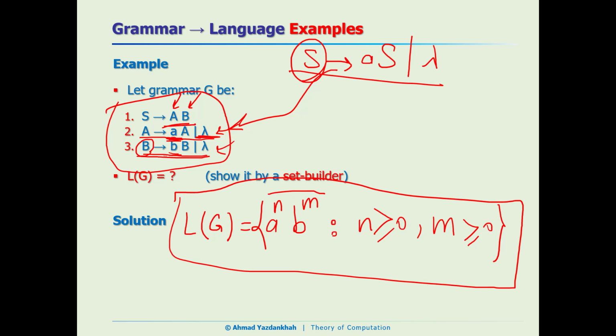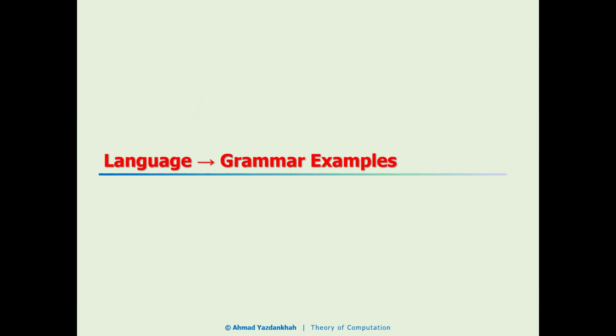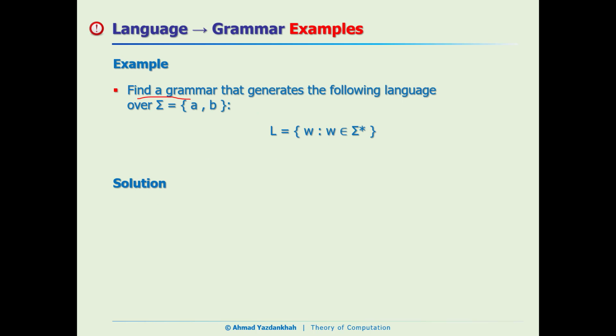And we used our knowledge from the previous examples. We are still sharpening our knowledge and skill, but in this section, we have a different experience. Now we give you a language and we ask you to produce the grammar. Let's have some examples here. Find a grammar that generates the following language over a and b. W is defined as W belongs to sigma star. This is all strings.